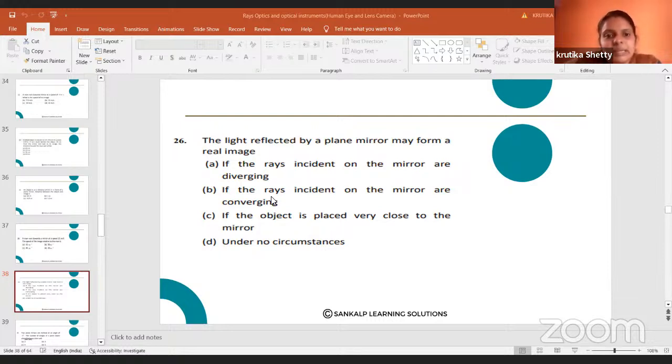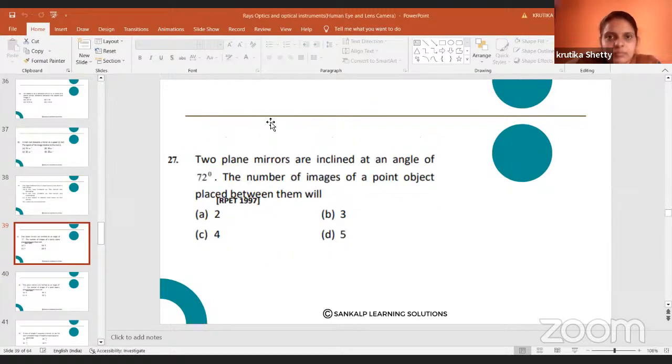So here option B is right, students. Option B. Anybody giving the answer? Yes. Purvi, Damini, very good. That is option B is correct. That is, if the rays incident on the mirror are converging, then it is a real image. Then the next question.